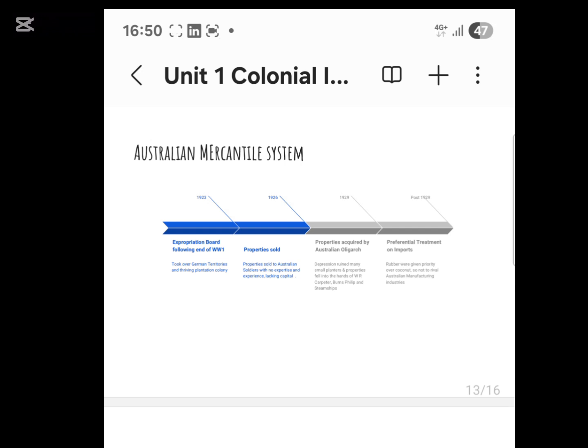By 1926, properties were sold to Australian soldiers with no expertise, experience, and lacking capital. So most of this plantation was sold to most of these Australian soldiers who took part in the war as a token of appreciation of their time in the world wars. However, that also affected the plantation economy, where you have inexperienced people now administering the plantation in New Guinea Islands. By 1929, properties were acquired by Australian oligarchs.